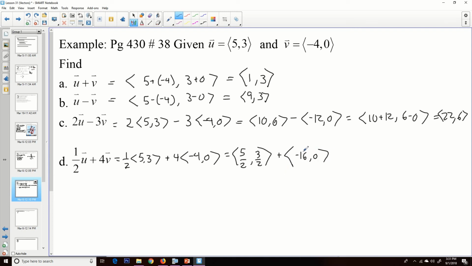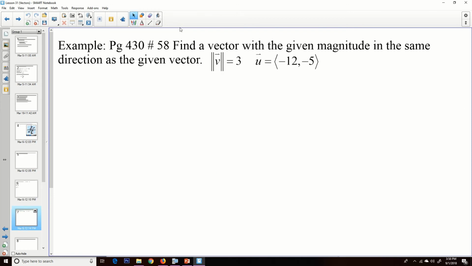And let's see, there will be negative 32 halves. So it'll be 5 halves minus 32 halves, comma 3 halves plus 0. And if I do that subtraction right, I'm thinking it's negative 27 over 2, comma 3 over 2. That looks right. All right.